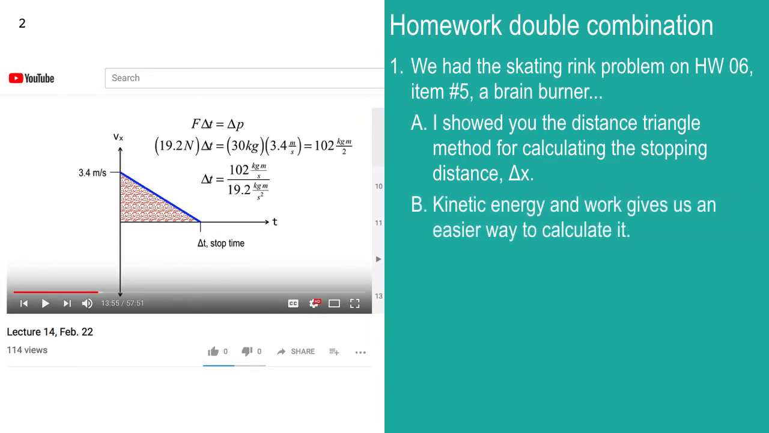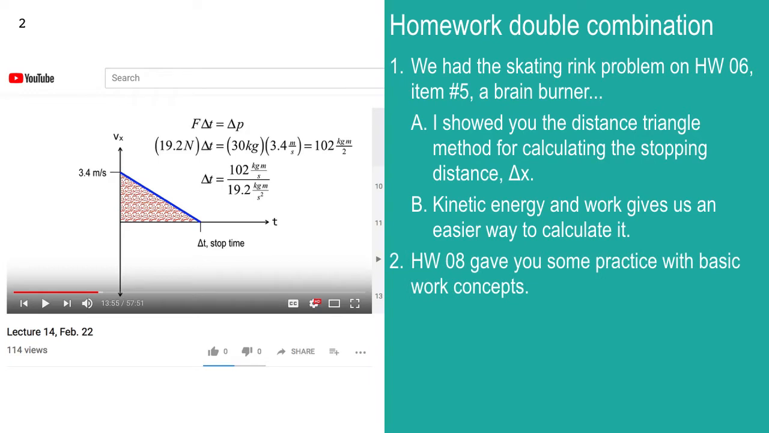But I'm going to show you how to use kinetic energy and work today to give you an easier way to calculate any stopping distance. And going over this, we're going to bring it all together. I'm going to try to make it consistent and harmonious with Einstein's theory of relativity, four-dimensional space-time.